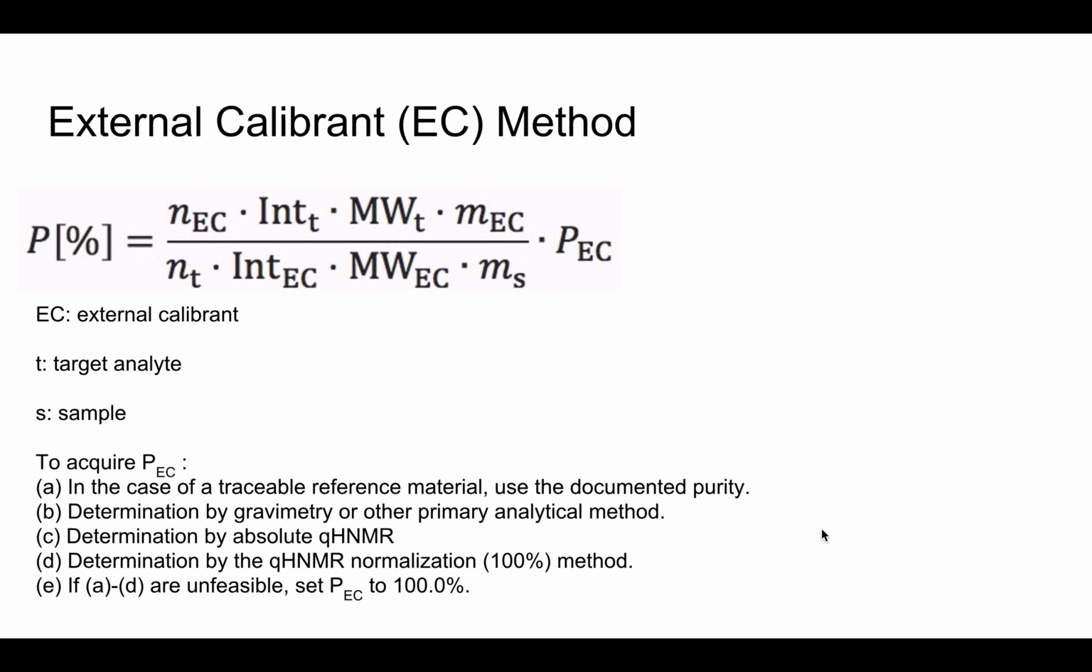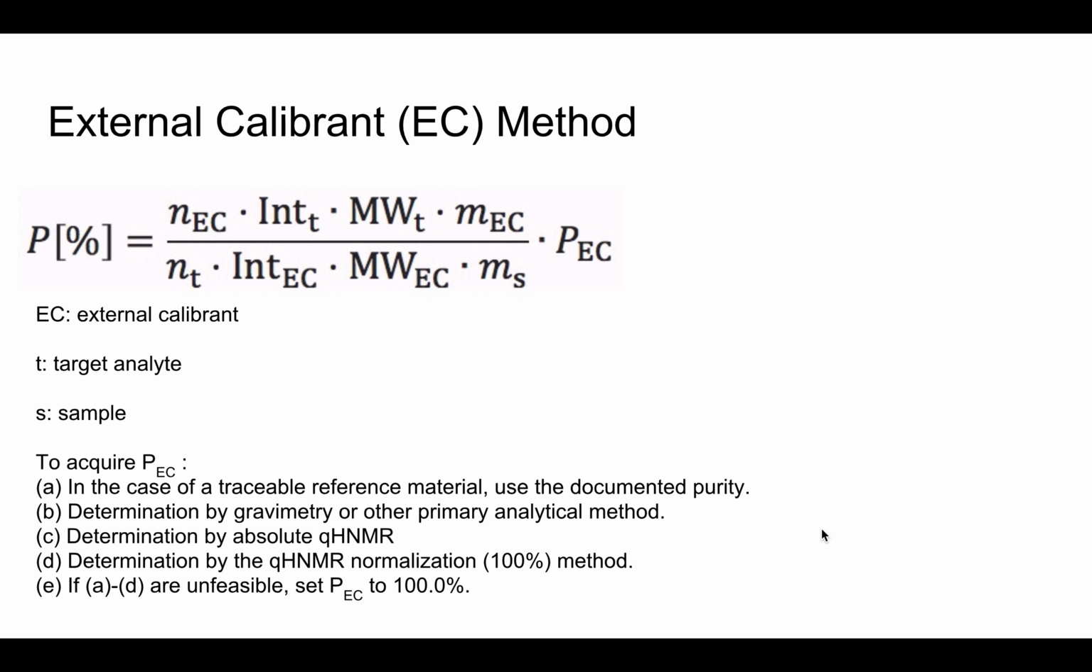Next, let's move on to the external calibrant, or the EC method. Now, this is very similar to the internal calibrant method. There's slight variation in the formula right here that does not warrant me to give a full detailed list of the variables. So instead, what I've gone ahead and done here is showed the new changes. So wherever there is an EC, that stands for external calibrant, T stands for the target analyte, and S stands for the sample.